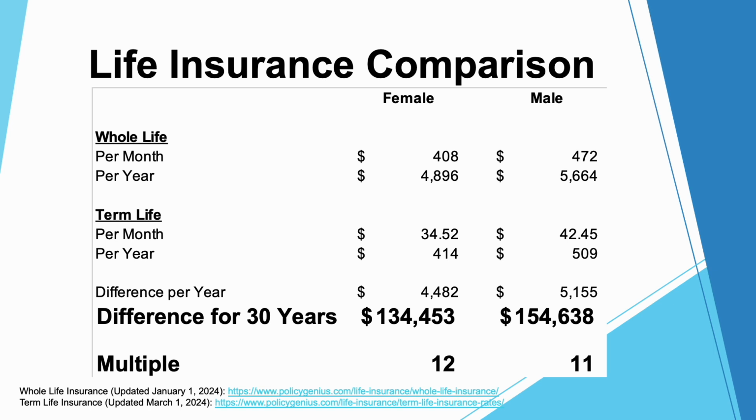Whole life insurance for a male costs $5,664 per year. Term life costs $509 per year. A difference per year of $5,155. A difference for 30 years of $154,638. Whole life insurance costs 11 to 12 times as much as term life for the exact same policy amount.